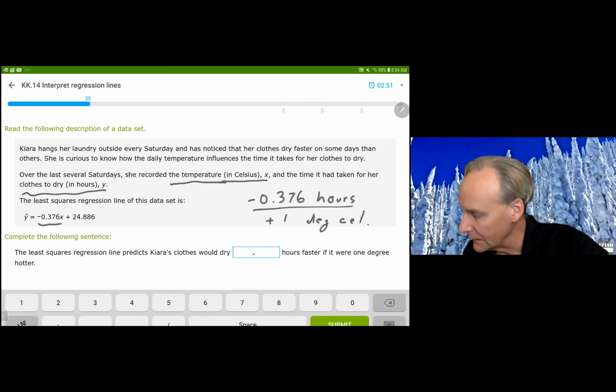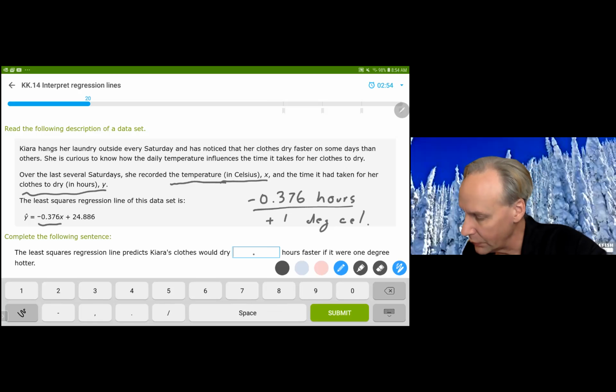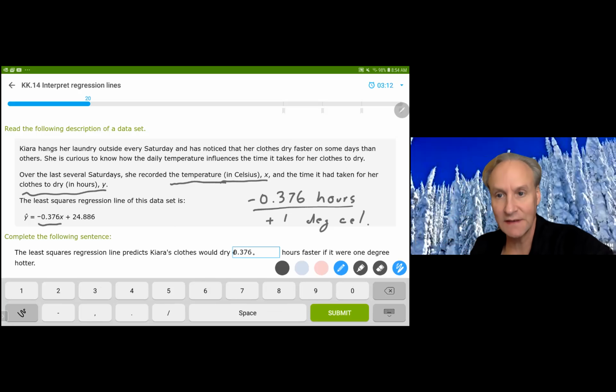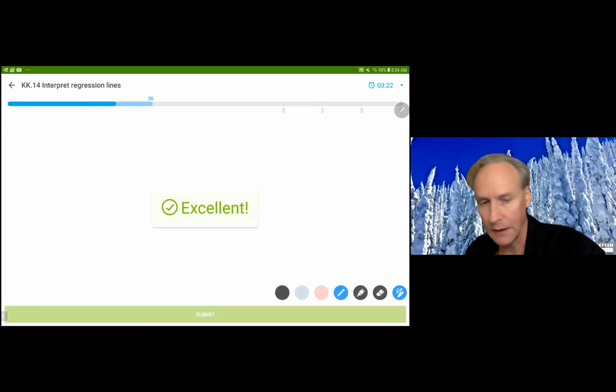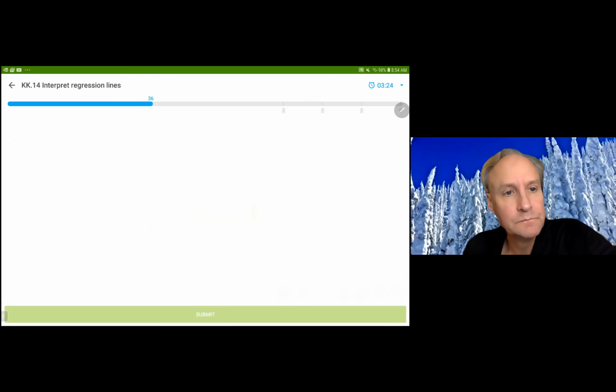So it would dry 0.376. Oh, I forgot. We have to put in the 0. Now, the reason why I'm not going to put the negative on it is because it's talking about how it's going to dry faster. And in this case, that means that it's going to take less time. So this is already indicating that it's less. So I don't want to put the double negative in. That's why I'm putting a positive instead of a negative.